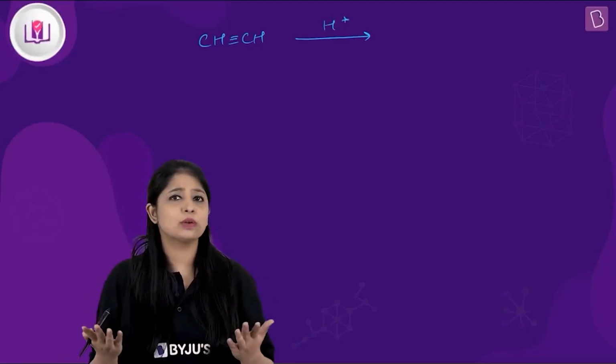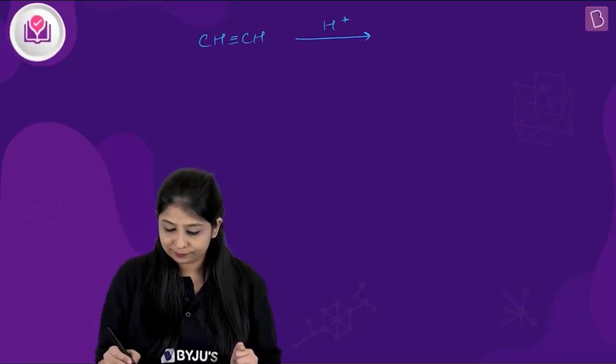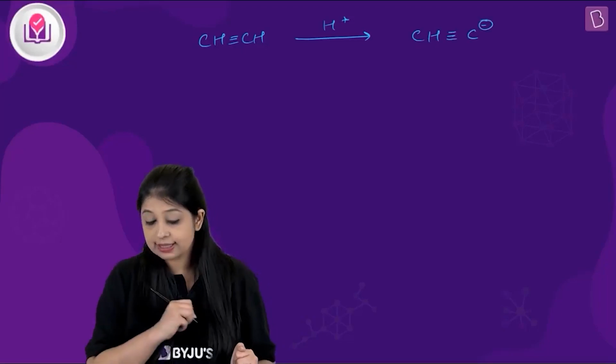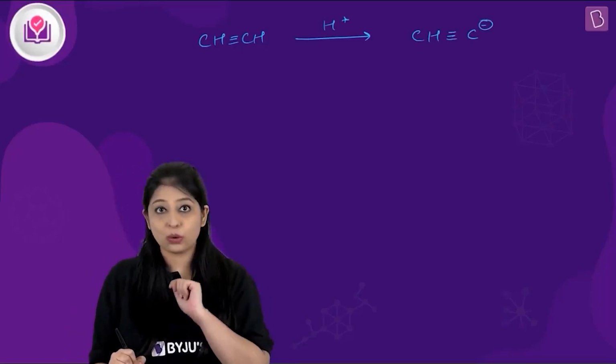So we have CH triple bond CH. The conjugate base would be what? We'll abstract one H plus ion. This ethyne has two acidic hydrogens and both are equivalent in nature. So what we will have is CH triple bond C minus. This is the conjugate base of compound 1.